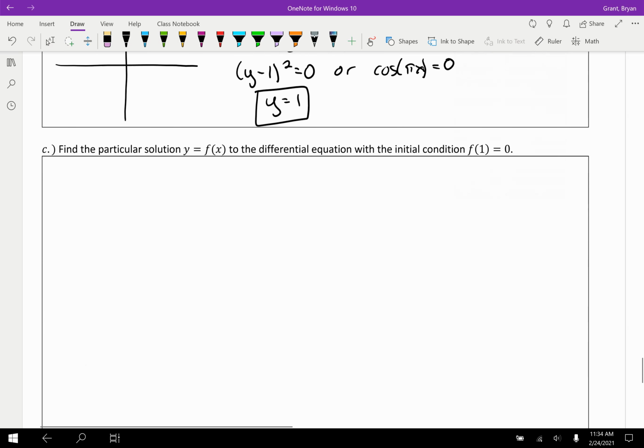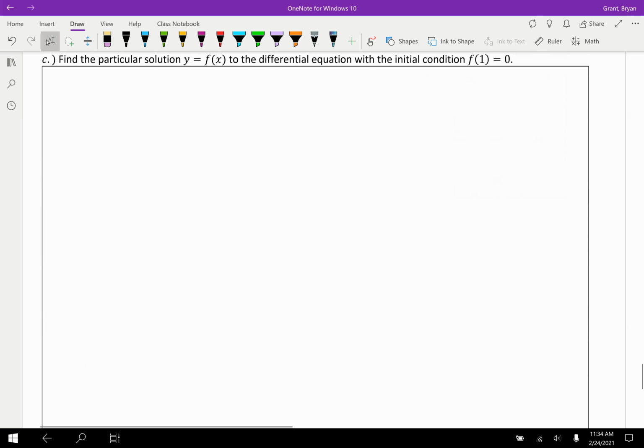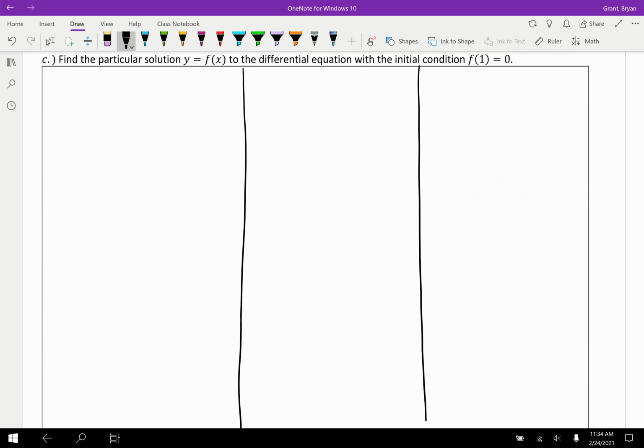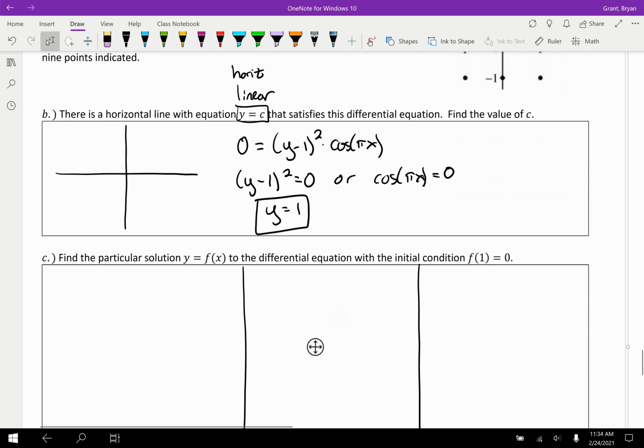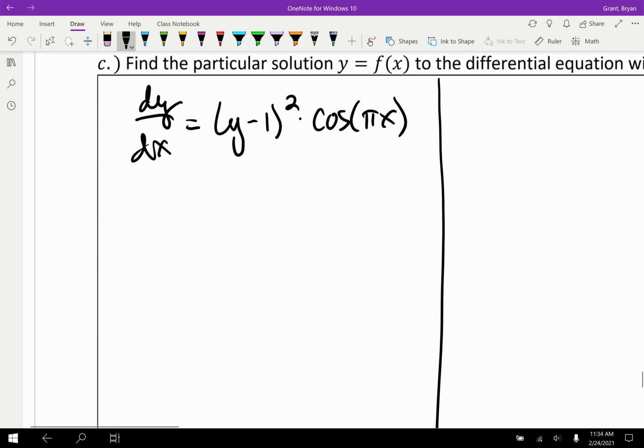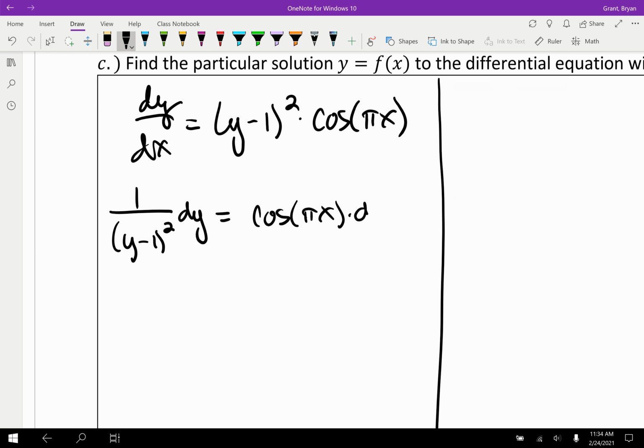All right, part C. Find the particular solution. Separable differential equations. Here we go. 3 columns again. And we begin. So we start with our differential equation. This is (y − 1)² times the cosine of πx. Let's start moving things around. 1 divided by (y − 1)² dy equals cosine of πx dx.